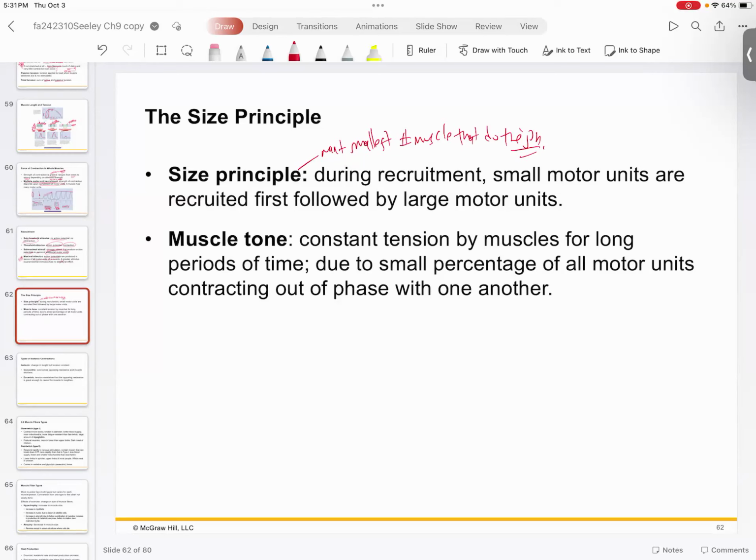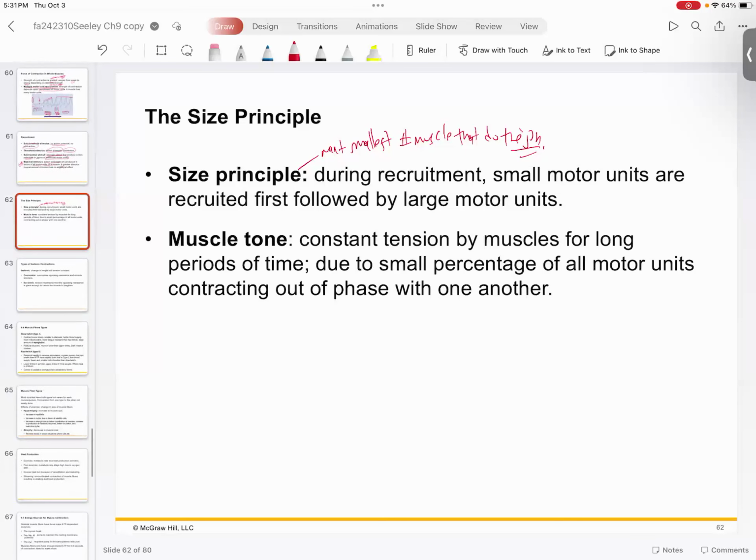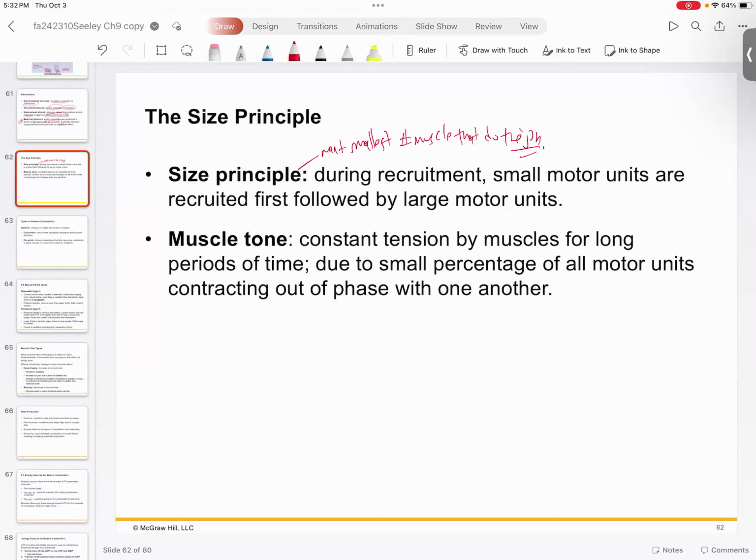If it looks like you're going to have to bring in the big guns to really put some power into it, then you're going to successfully recruit that. But you're going to start off first with the little stuff, because we need to make sure that we don't just go for the big units and recruit everything. We want to start off small so that we can match our motor unit tension to the force being produced by the load that we're picking up.